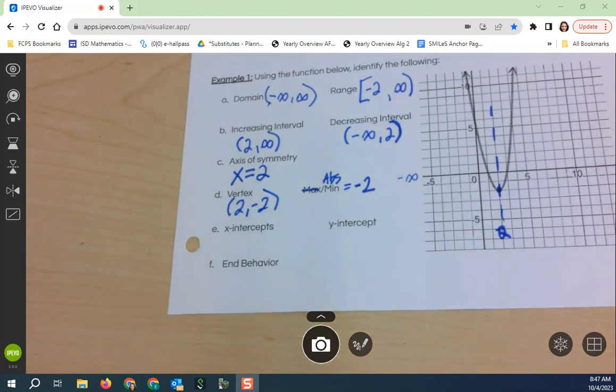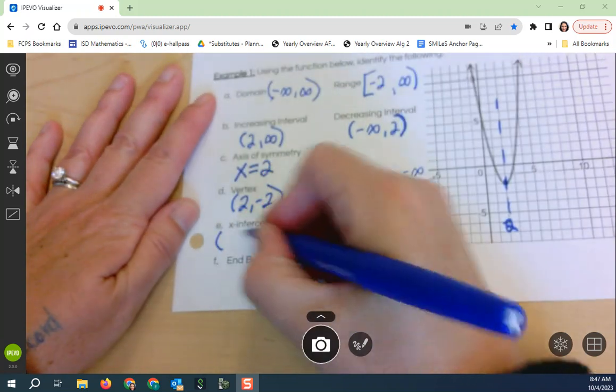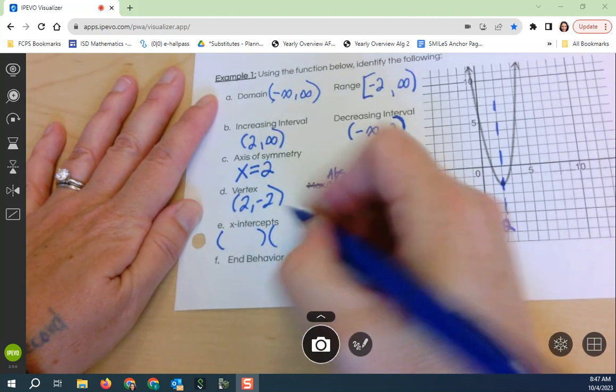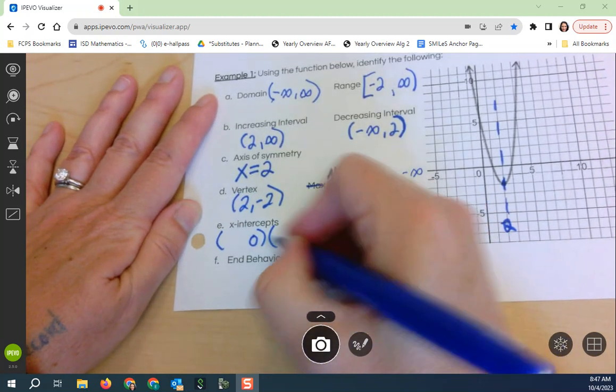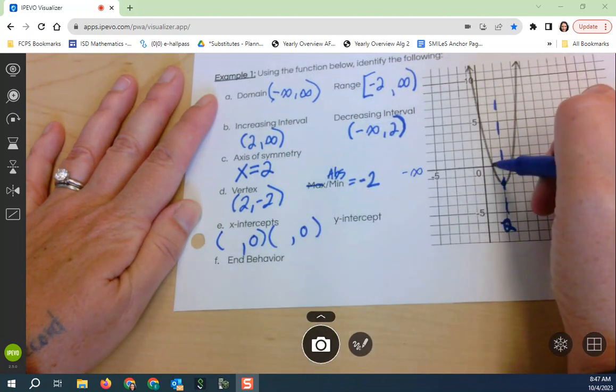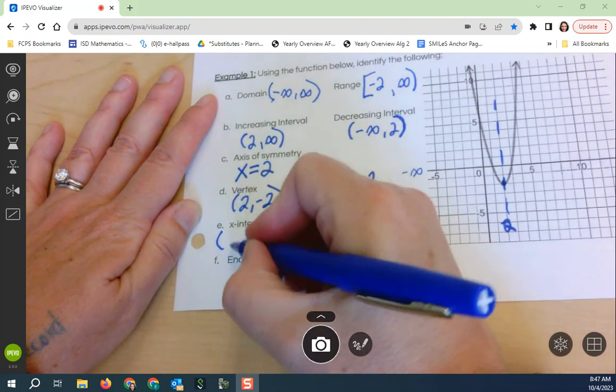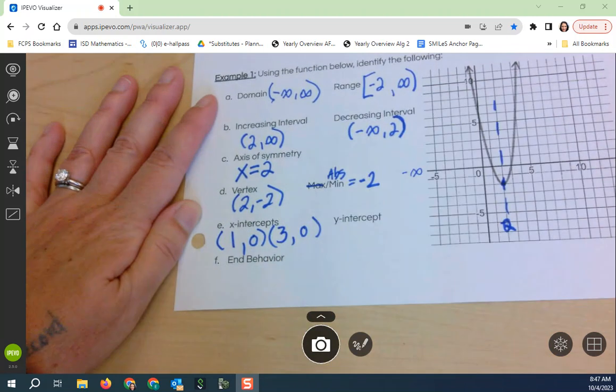Okay, when it asks for the intercepts, you must write them as points, x comma y. So if you just wrote single digits, you've got to write those as points. At the x-intercepts, the y values will be 0. So it will be (1, 0) and (3, 0). Did you get them both? (1, 0), (3, 0)? Okay.